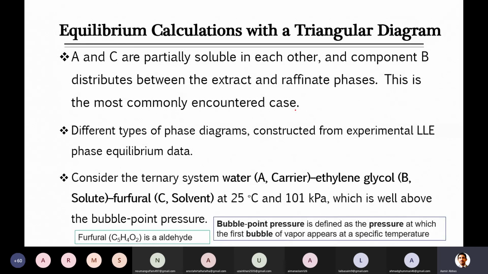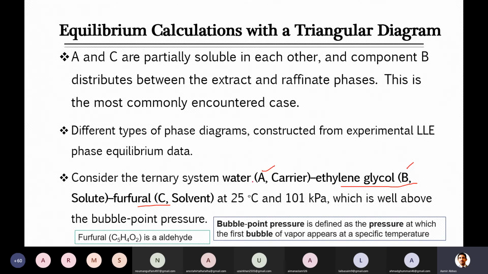For example, here we will consider the simplest case of a ternary system in which there is water and ethylene glycol, while your solvent is furfural, which we are calling the C solvent. Here the solute is ethylene glycol. I will show you some experimental data for these and how the diagram is given, and then we will quickly talk about what that diagram is, but later we'll continue with the same.